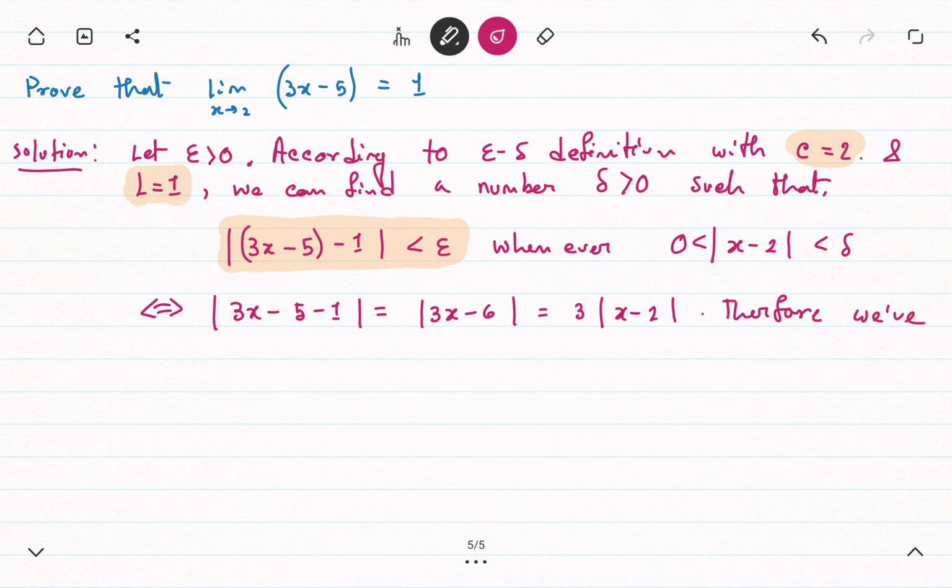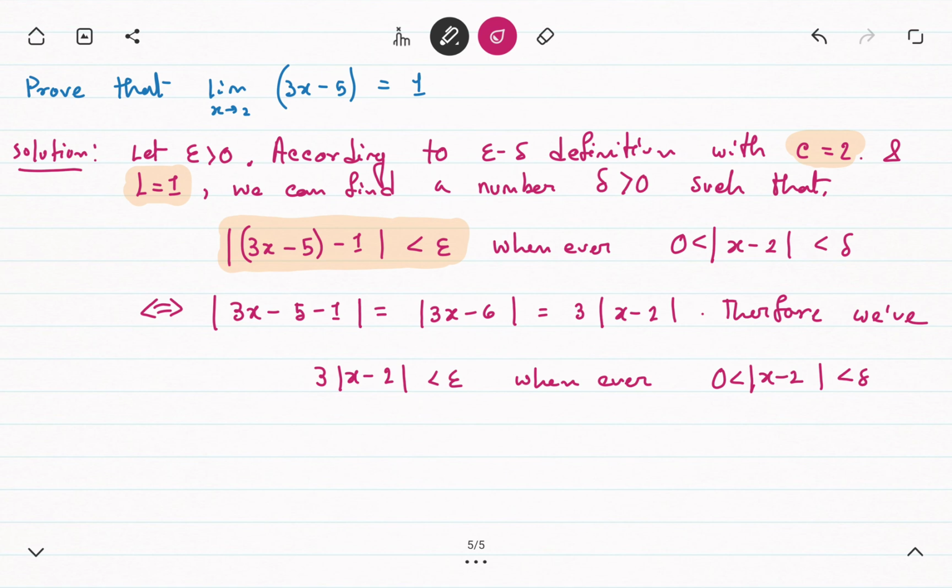Therefore we have 3 times |x − 2|, which is less than this epsilon whenever this condition is satisfied. Okay, so we'll choose a delta. How should I choose this delta?